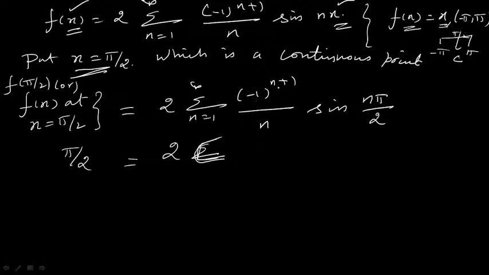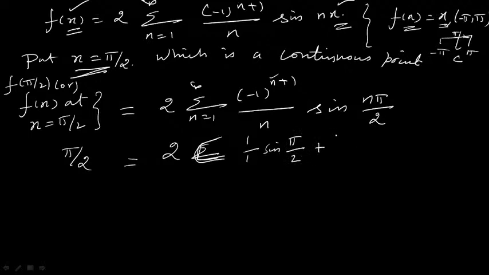If you substitute n is equal to 1, what happens? Minus 1 whole power 1 plus 1, that is minus 1 square, 1 square is 1, divided by 1 is 1 itself. I am just writing here: 1 by 1 sine pi by 2. What is the value of sine pi by 2? You know already sine pi by 2 value is 1.